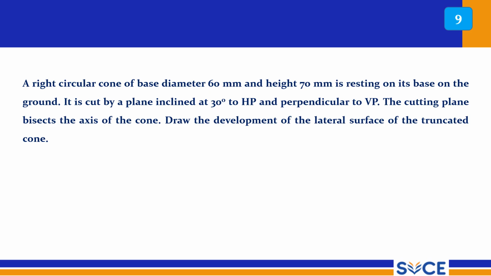Draw the development of lateral surface of the truncated cone. Truncated cone we are obtaining here, right? You know the meaning of truncated; we have already discussed it many times. When you cut the cone with the cutting plane parallel to HP, you obtain a solid known as a frustum, and when it is inclined, you obtain a truncated cone. So this is the lateral surface development we have to do here.